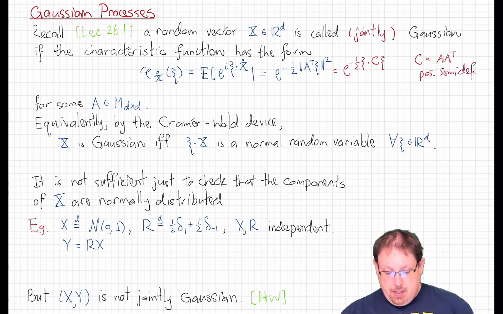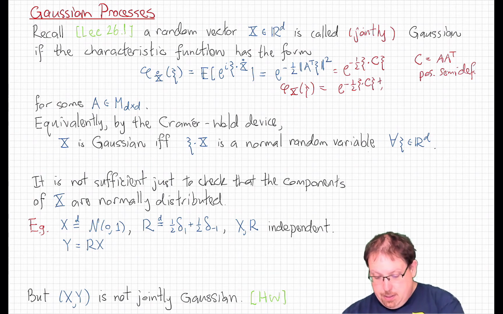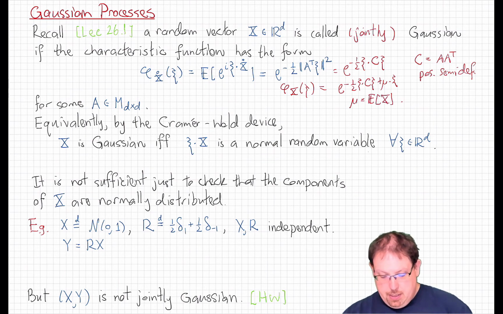And now, just to be clear here, what this means, therefore, without the centering, is that the characteristic function of the full vector X has the form e to the minus 1/2 ξ dotted with Cξ plus i μ dotted with ξ, where μ is the vector of expected values of the entries of X. So that's a general Gaussian random vector. It's one whose characteristic function looks like this.